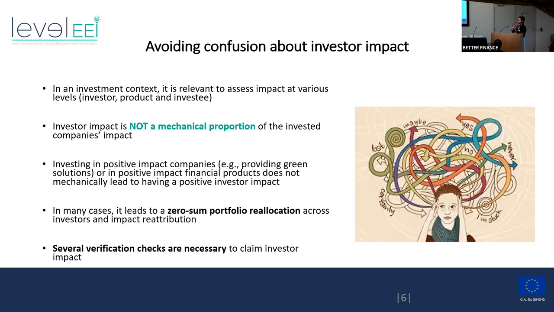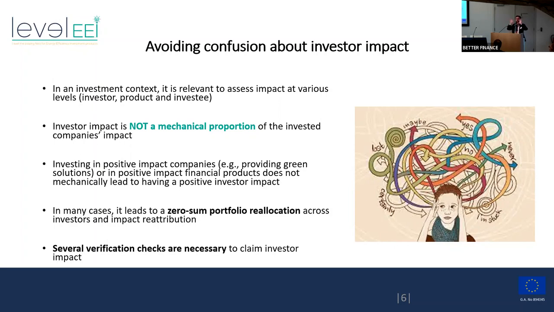So not everybody that is claiming to have impact does have positive impact. But just to be clear, don't go mechanically from investee impact to investor impact. It's not mechanical. You always have to think about the change you're making through your own actions. But still, some people claim that way, especially the GIIN, the Global Impact Investing Network. They push forward for that kind of impact accounting, but it doesn't fit with the definition of impact at all.